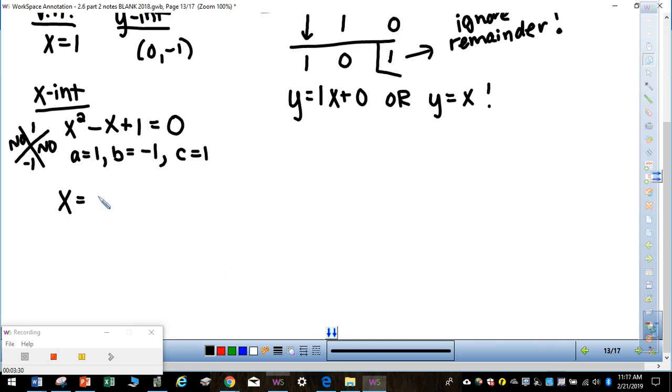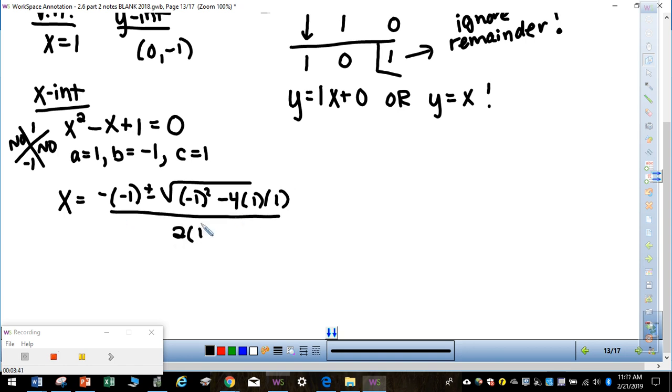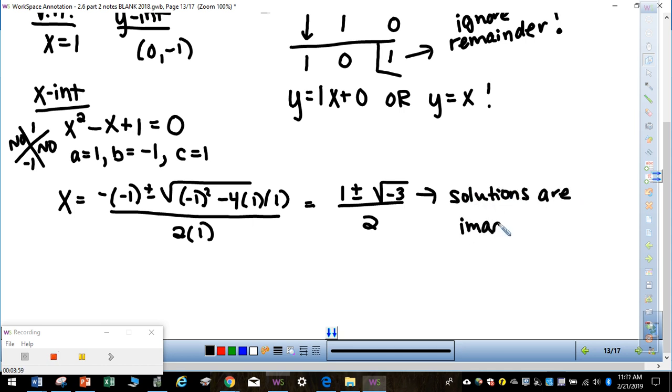I want to show you what happens here. So we put it into minus b plus or minus the square root of b squared minus 4 times a times c, all over 2 times a. This is going to end up being 1 plus or minus the square root of 1 minus 4, which is -3. And so because the solutions are imaginary, that means that we don't have an x-intercept.